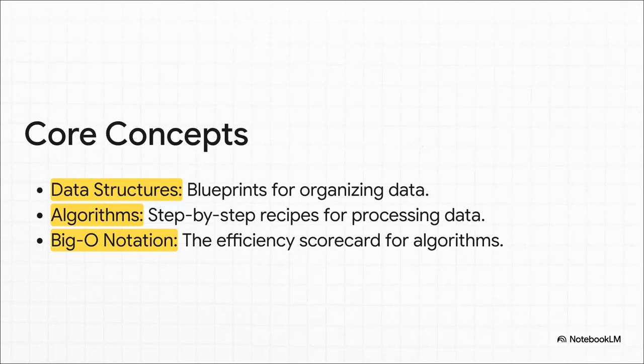So, let's just quickly wrap up the main ideas. Data structures are the containers, right? They're how you organize your info. Algorithms are the recipes that act on that info. And efficiency, or big O, is the scorecard that tells us if our solution can actually work at scale. These three things all work together.